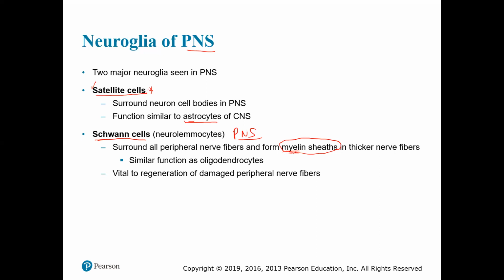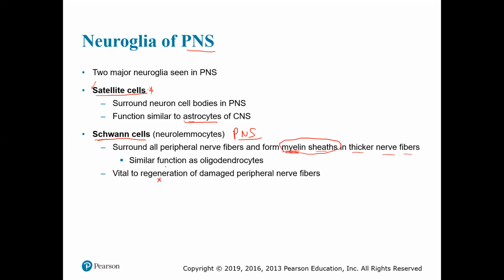So the cell bodies are never myelinated. You're going to see what a cell body is. A dendrite is never myelinated, but the axon is the part of the neuron that's myelinated. And it makes it thicker, of course. And if the nerve fiber is thicker, it's going to conduct even faster. Also has something to do with regeneration of injured nerves.